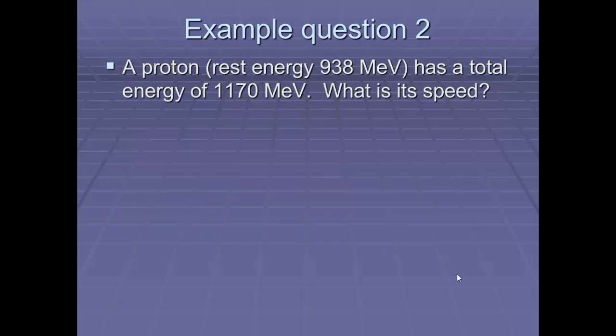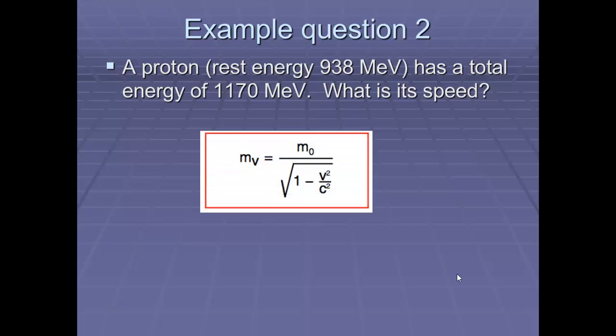Another quick question here. A proton, rest energy 938 mega electron volts, has a total energy of 1170 mega electron volts. What is its speed? So here we're going to recognize that we're going to use the rest mass, which has been given to us, and the total energy.